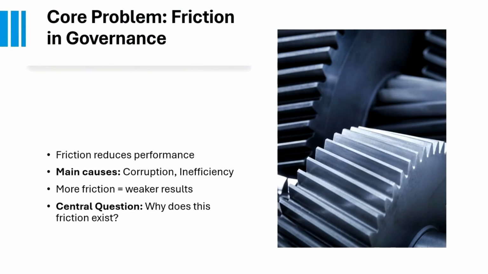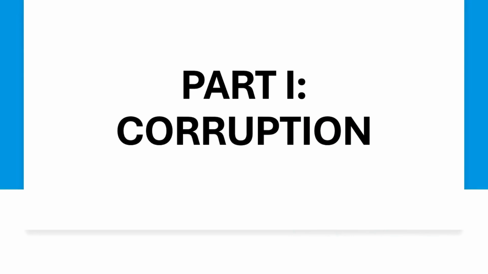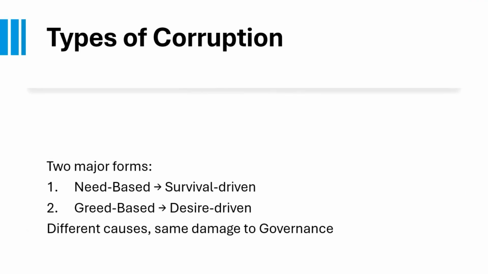Now, just like friction reduces a machine's efficiency, governance is weakened by corruption and inefficiency. The greater this friction, the weaker the results. So the key question becomes, why does this friction exist? Let's begin with corruption, the first major form of friction that weakens governance and distorts outcomes. Corruption is not one-dimensional, it exists in two major forms: need-based corruption and greed-based corruption.